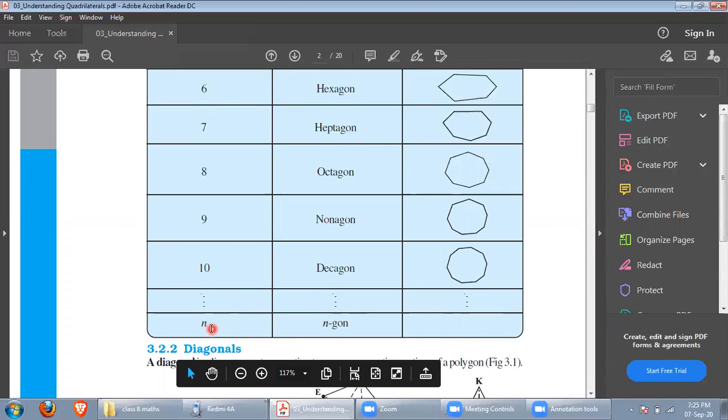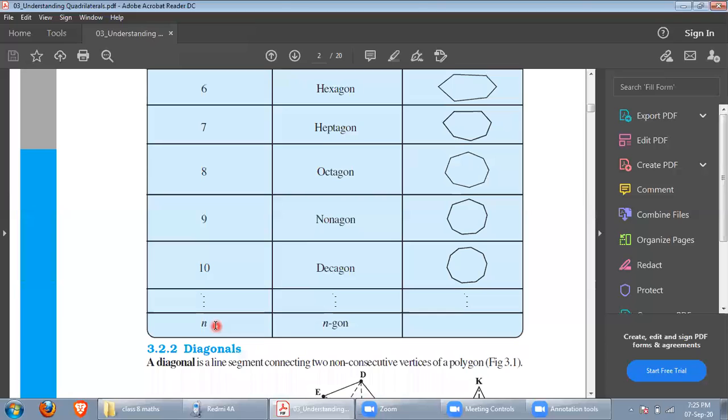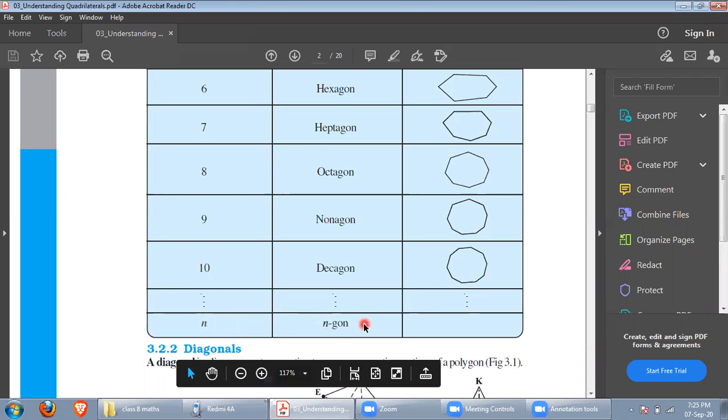If n is equal to 3, it will be a triangle. If n equals 4, it will be a quadrilateral. If n equals 5, pentagon. If n equals 6, hexagon. N equals 7, heptagon. N equals 8, octagon. N equals 9, nonagon. N equals 10, decagon. N equals 12, dodecagon, something like that. Suppose n equals 30, it will be called a 30-gon. N equals 1000, it will be called a 1000-gon. If n equals 1 lakh, it will be called a 1 lakh-gon. All right?